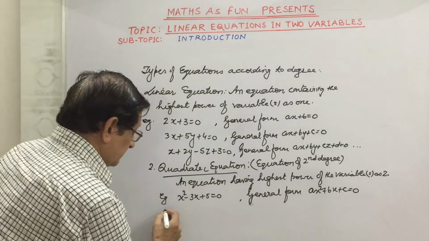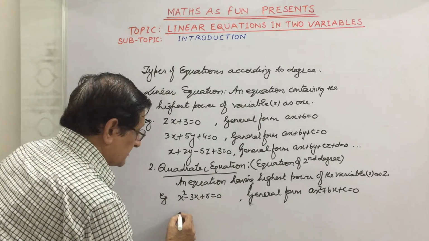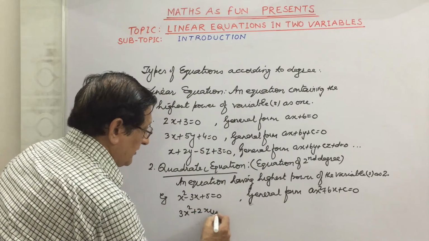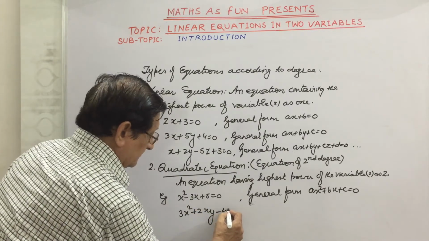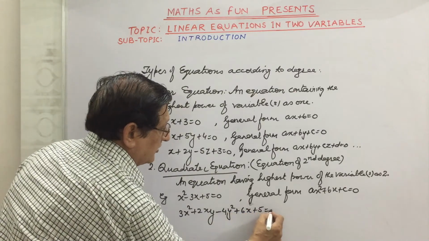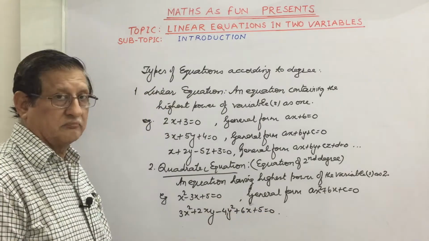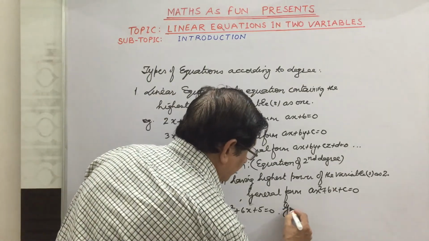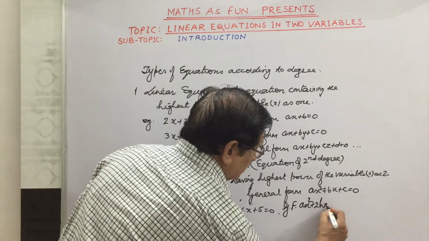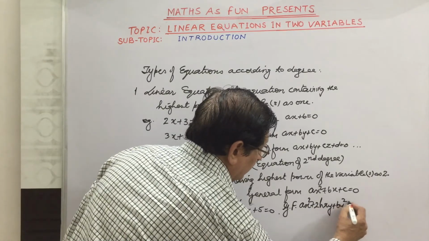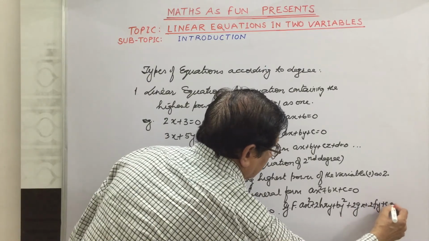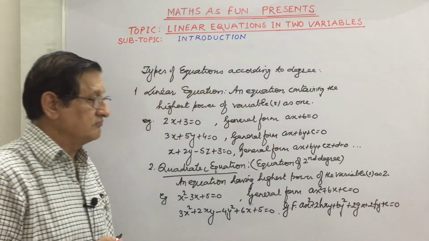We can also take the second example: 3x square plus 2xy minus 4y square plus 6x plus 5 equal to 0. And the general form of this is taken as ax square plus 2hxy plus by square plus 2gx plus 2fy plus c equal to 0.